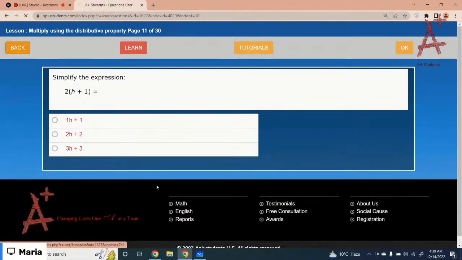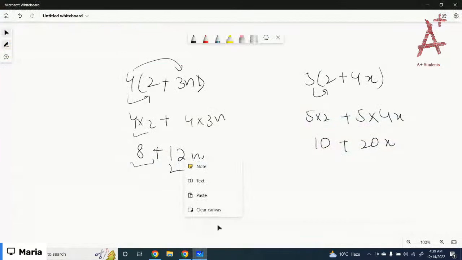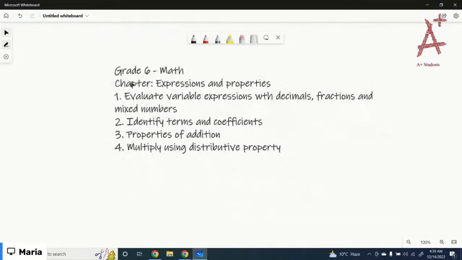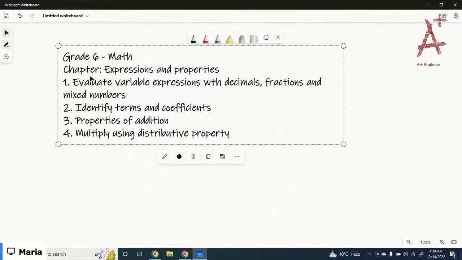Okay, you can complete the test by yourself later today. So here is the list of the lessons we have covered today. We are working on the chapter expressions and properties, and the lessons we have covered today are evaluate variable expressions with decimals, fractions and mixed numbers. Then we did identify terms and coefficients, then properties of addition, and the one we did just now is multiply using distributive property. So if you have any question with any of the topics, please write the question in the chat box. I'll answer all the questions.